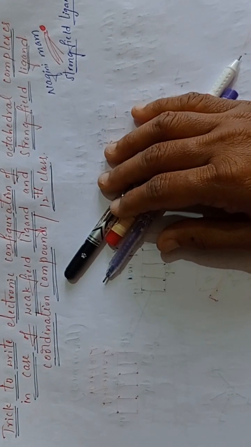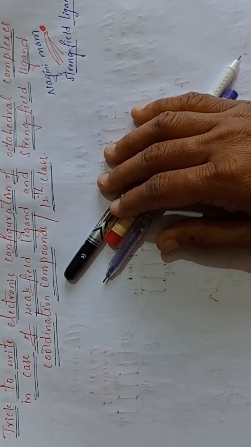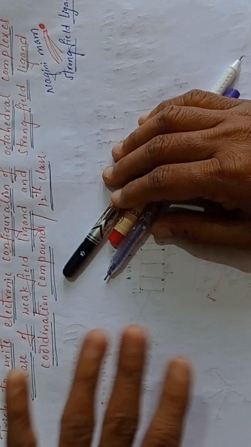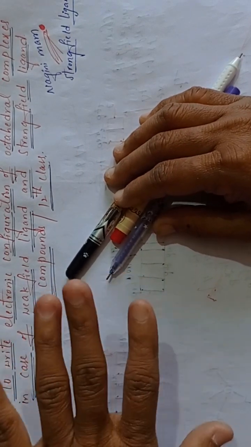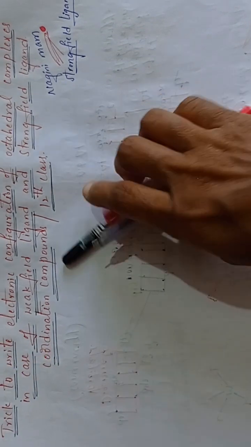Thank you students. In today's session, I'm going to discuss the electronic configurations, how to write them in octahedral complexes in case of weak and strong field ligands. This is a topic from coordination compounds, 12th class. Before going to this topic, first I will discuss how d orbitals are split into two sets in octahedral complexes.